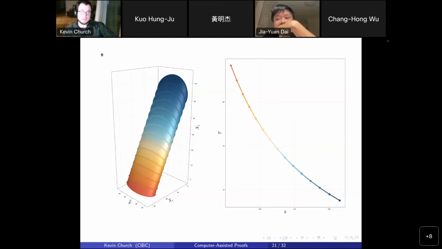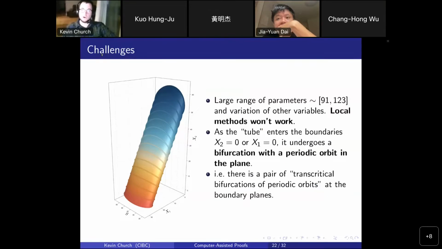Okay, so that's basically what we're trying to prove. And I claimed this was a hard problem, and there are a few reasons why. The first is that we have a really large range of parameters to work with, and as you can see, just numerically by looking at pictures, there's a lot of variation of the variables across this range. X2 is ranging from its maximum around 62 to its minimum 0.